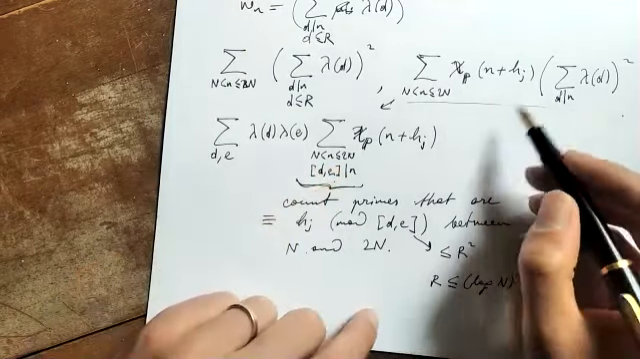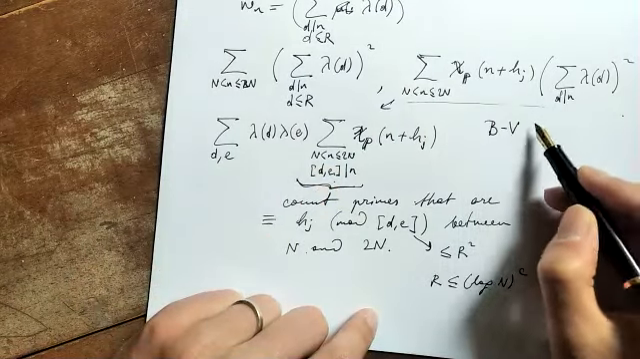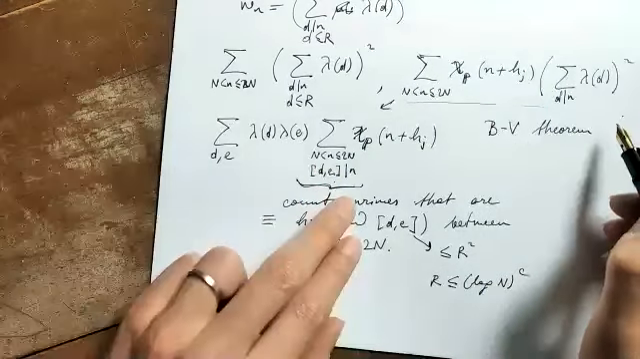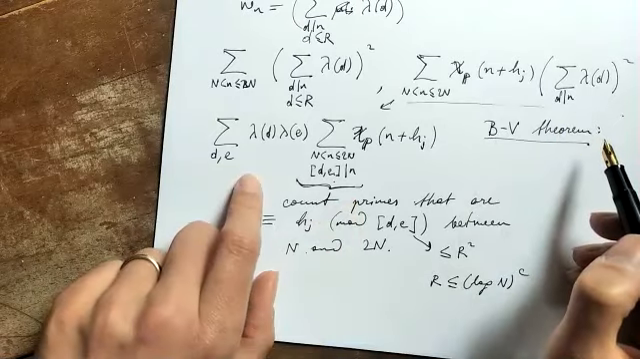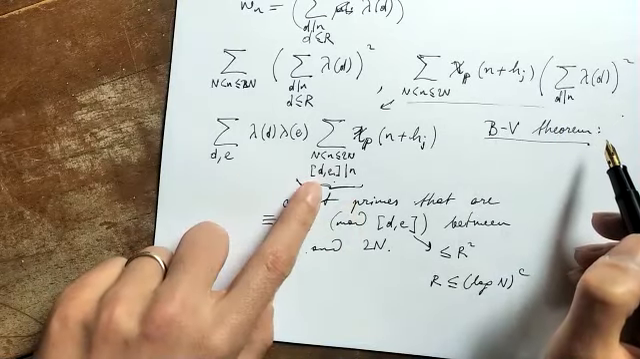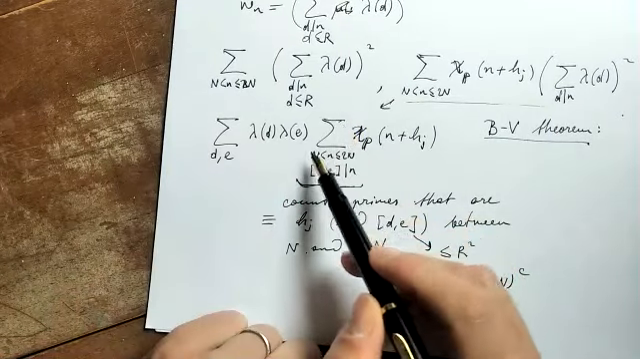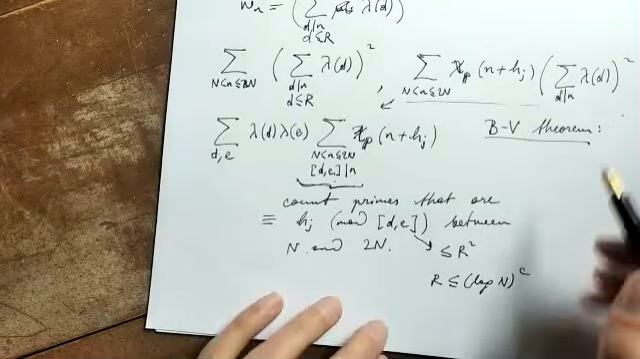Now the Bombieri-Vinogradov theorem states, it allows you to essentially replace such a sum. So when you, I don't want to write, well, let me write the entire thing.